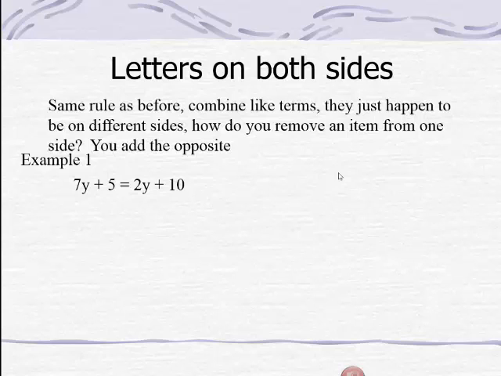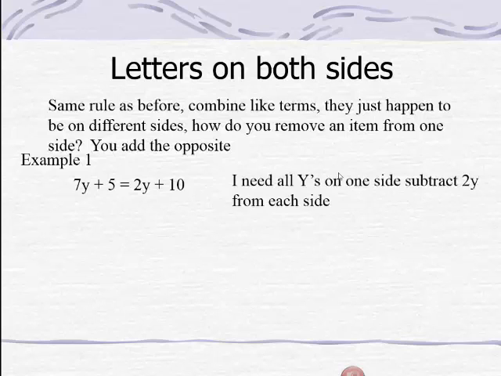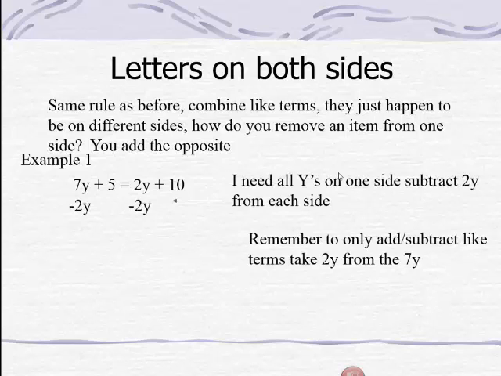Now this one, I have a 7y and a 2y. Just like with a number, in order to get rid of it, you have to do its opposite. So in this particular problem, do I want to subtract 7y from both sides or 2y from both sides? I want to do 2y because that'll avoid my negatives. So I'm going to subtract 2y from both sides.